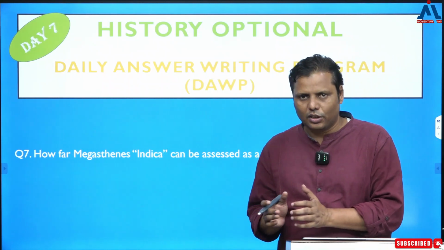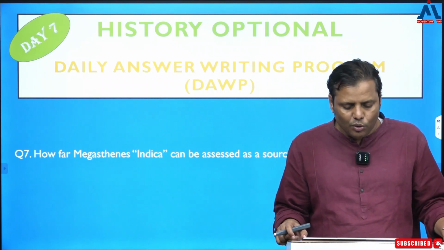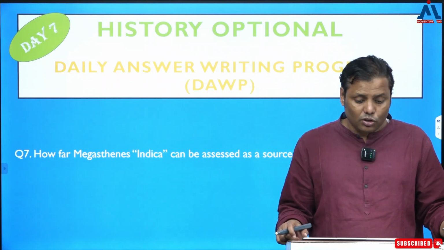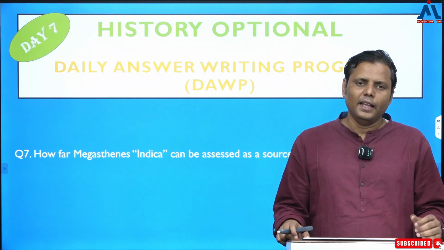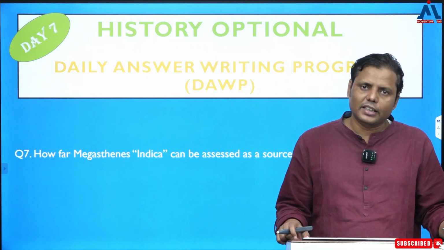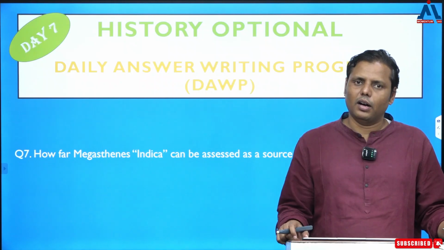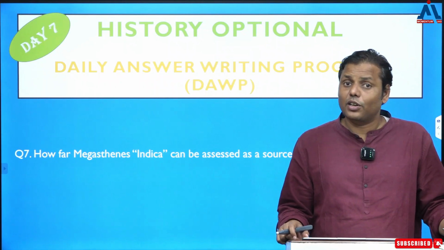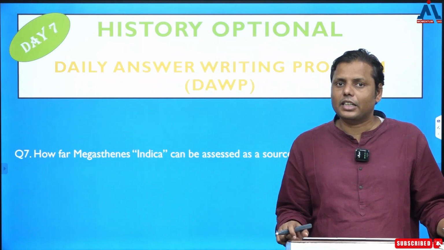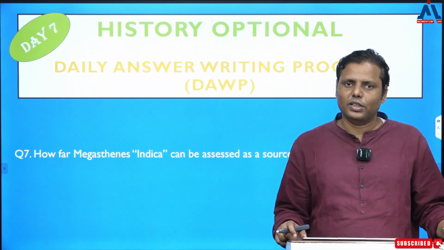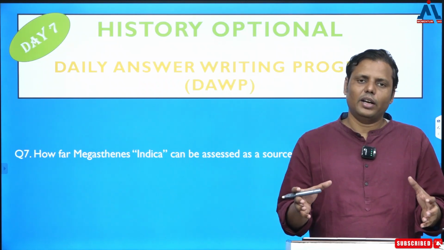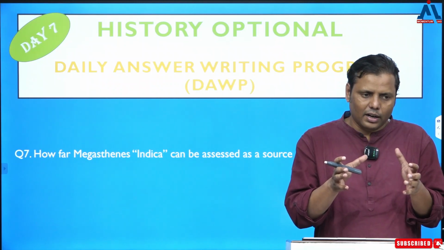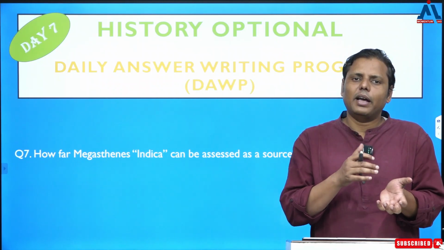In the conclusion, you can quote Romila Thapar, A.L. Basham, Thomas Trautmann, and Vincent Arthur Smith, and more or less everybody is saying the same thing: there are certain limitations with this text, and that's why while using it in writing history, every historian needs to be very cautious, and it must be juxtaposed with other available sources, and that's how they could reach a more accurate history.